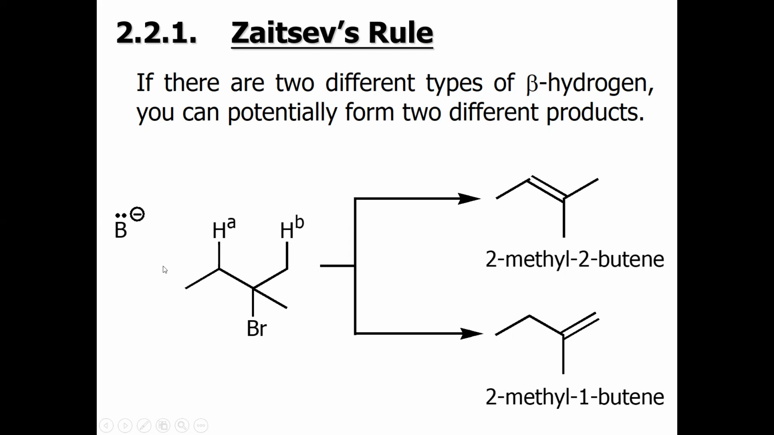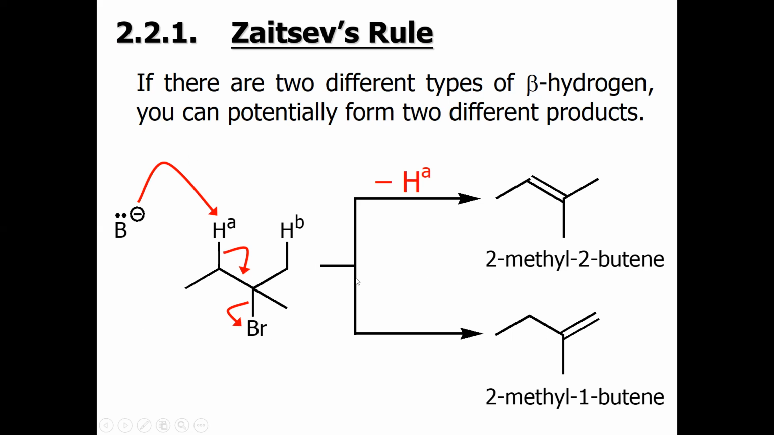Now, why did I name them hydrogen A and hydrogen B, and write that there are two different types of beta hydrogen? Because you can potentially form two different products. How? Let us see. This is one way. Once the strong base eliminates the hydrogen A, which is of course a beta hydrogen, this bond collapses and removes the halogen, and you have this product.